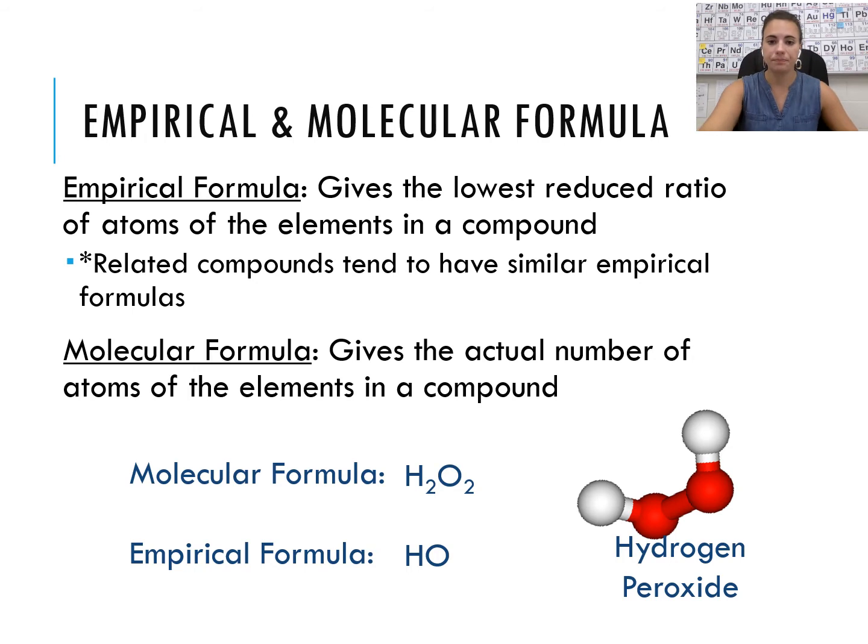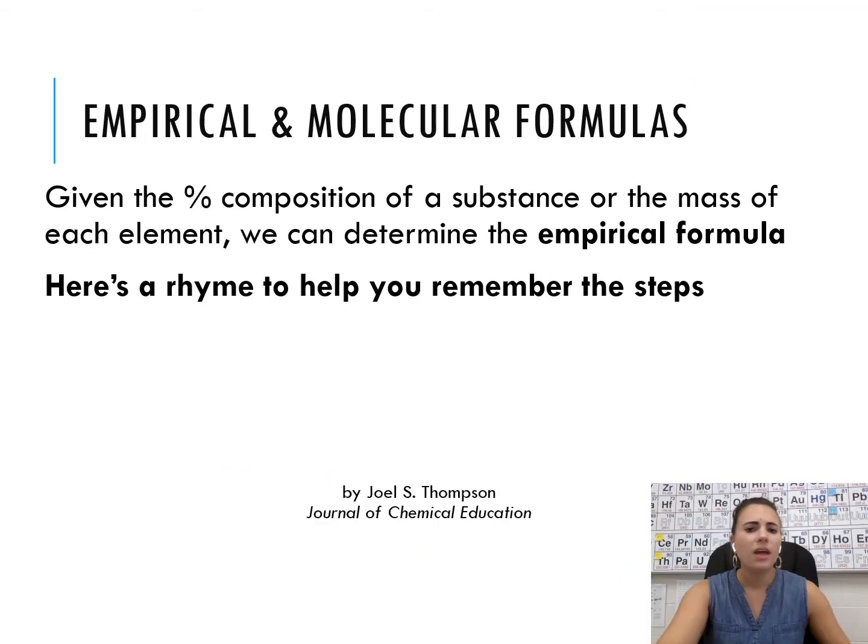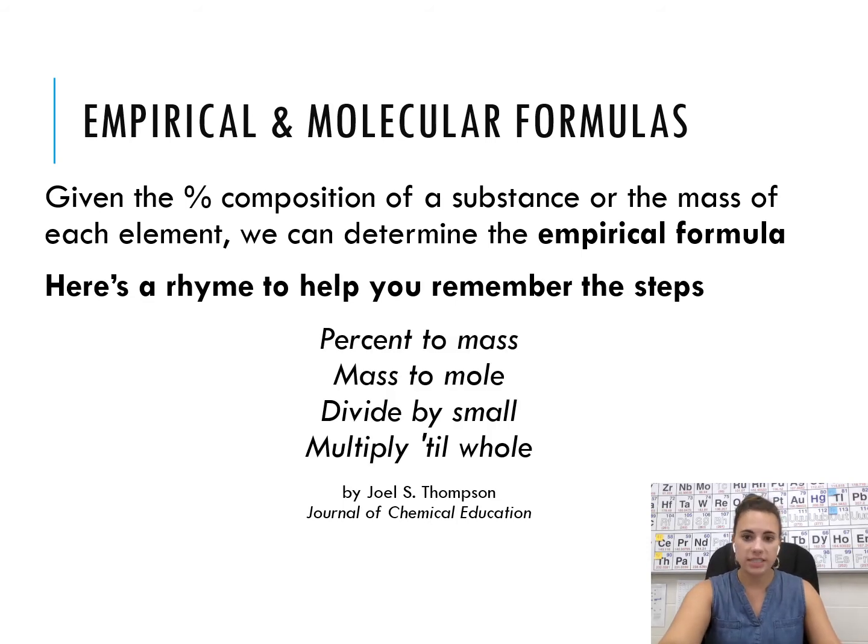So how do we determine the empirical formula of a substance? This is something that would be done in lab through chemical analysis, and then it would be calculated. So we can be given the percent composition of a substance and determine the empirical formula. And you may have learned this in regular chemistry, but a nice little rhyme that helps you remember the steps is: percent to mass, mass to mole, divide by small, multiply or round till whole.